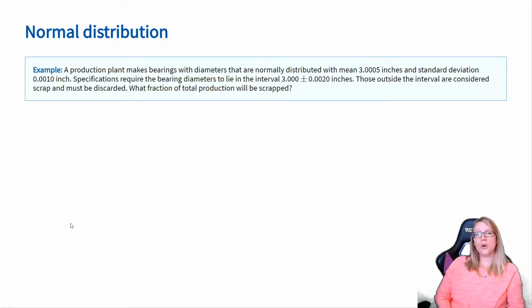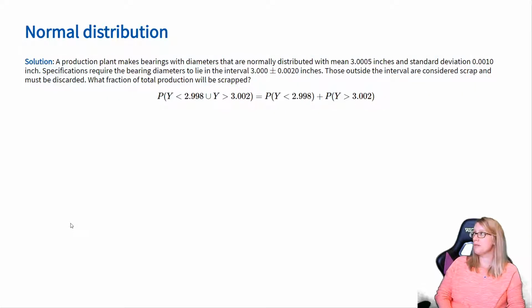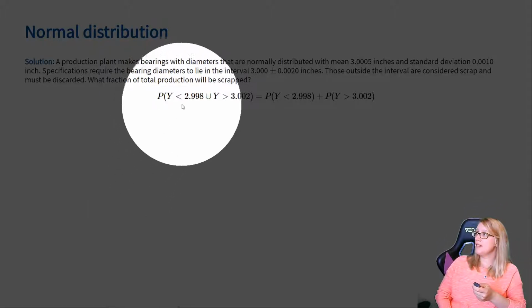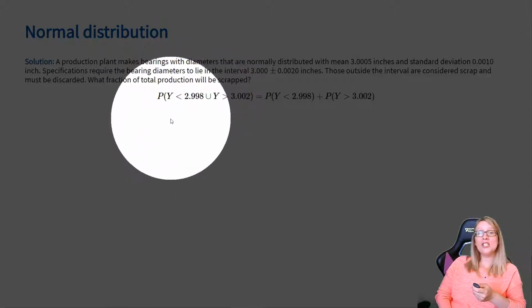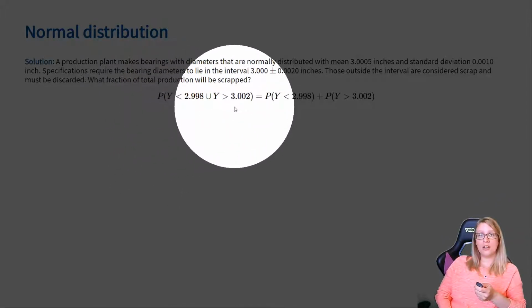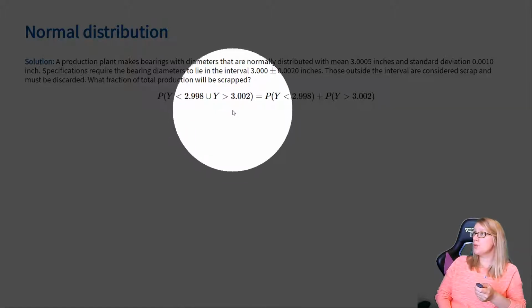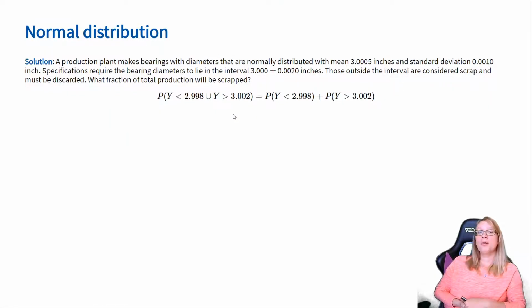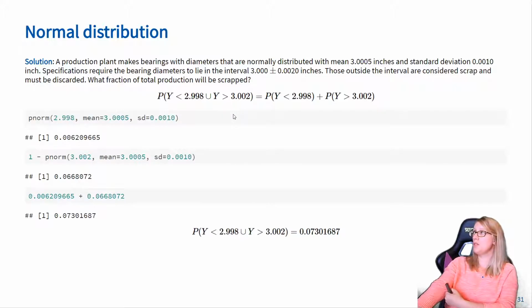What fraction of our total production should we expect to fall outside of specification? So we have our range here, or our tolerance interval. We will scrap anything that is less than 2.998 inches in diameter and greater than 3.002 inches in diameter. So because those are disjoint events, we can break them into 2 different parts of this normal distribution.